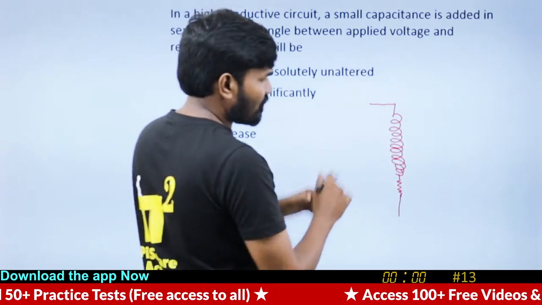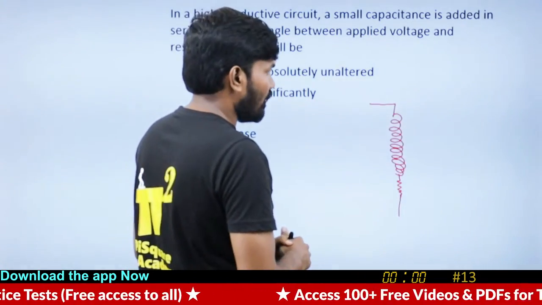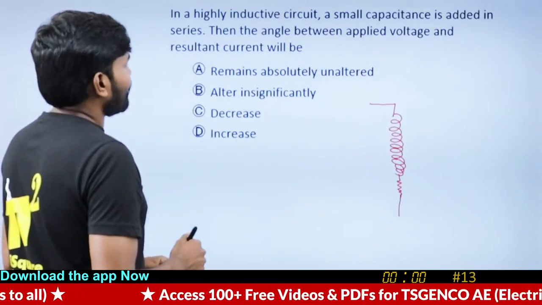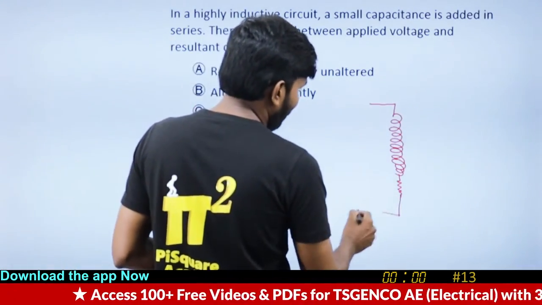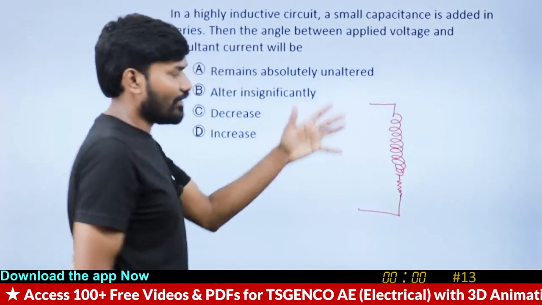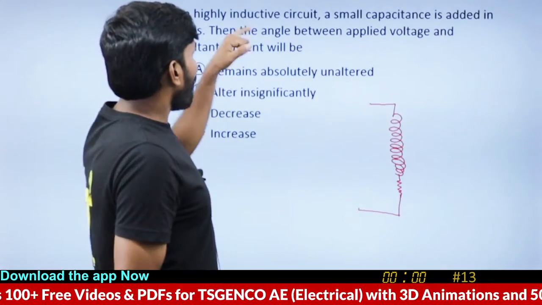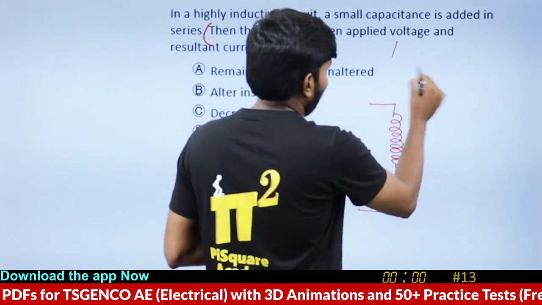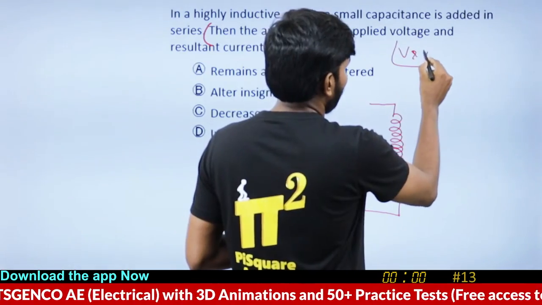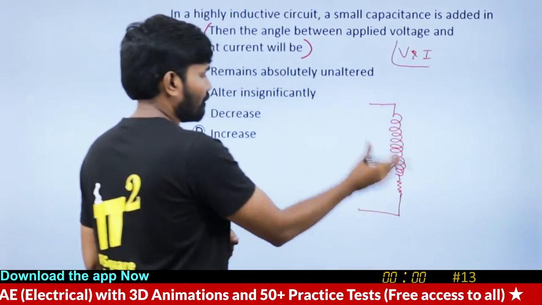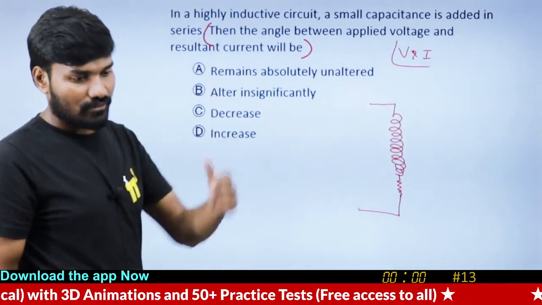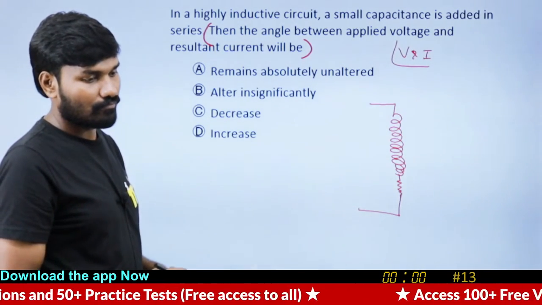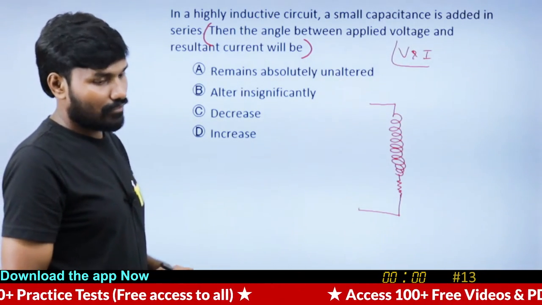Now, without adding a capacitance, let's see the angle between applied voltage and the current. For this highly inductive circuit, what will be the angle between voltage and current? I want to see. What is the angle?